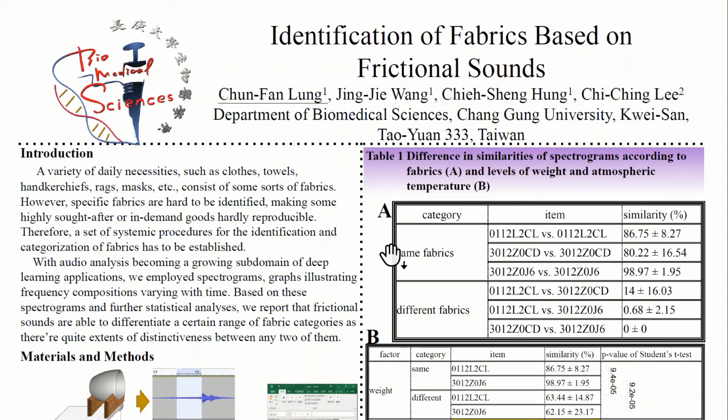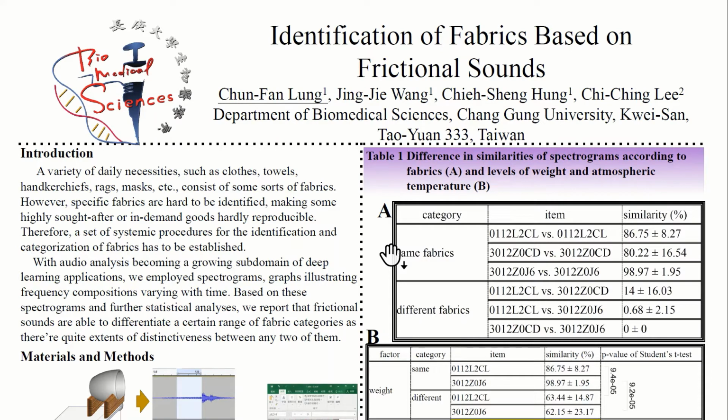Hello, my dear teachers. The topic of my undergraduate research is identification of fabrics based on frictional sounds. When objects move across a fabric, sounds are produced. The sounds are so unique that we can use them to identify clothes.